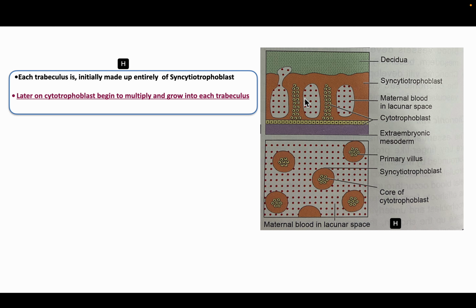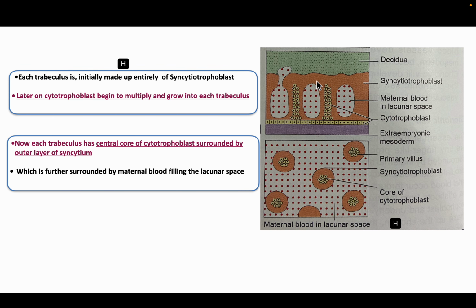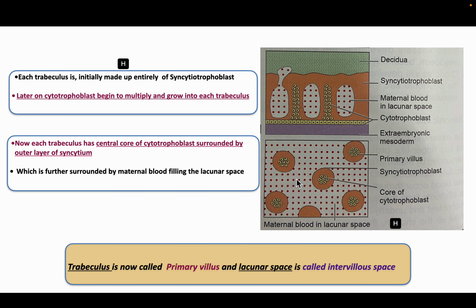Now each trabeculus is initially made up entirely of syncytiotrophoblast. Later on the cytotrophoblast begins to multiply and grows into each trabeculus. Now each trabeculus has a central core of cytotrophoblast surrounded by the syncytiotrophoblast, which is further surrounded by the maternal blood filling the lacunar spaces. Now the trabeculus is called a primary villus and the lacunar spaces are called the intervillous space. It has a core of cytotrophoblast surrounded by syncytiotrophoblast. So this is the primary villus.